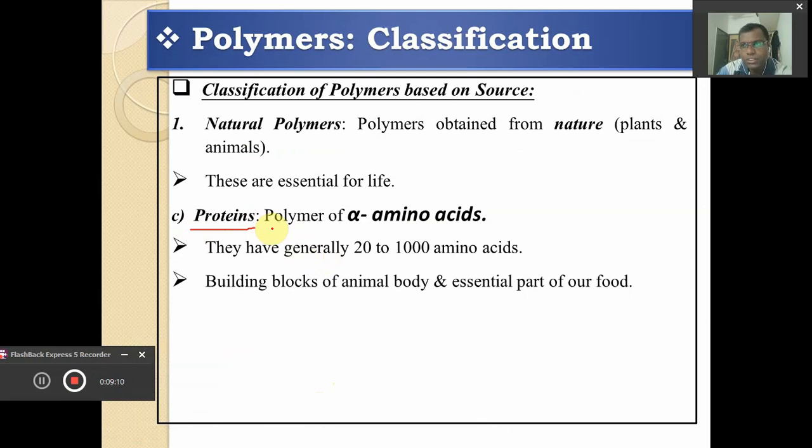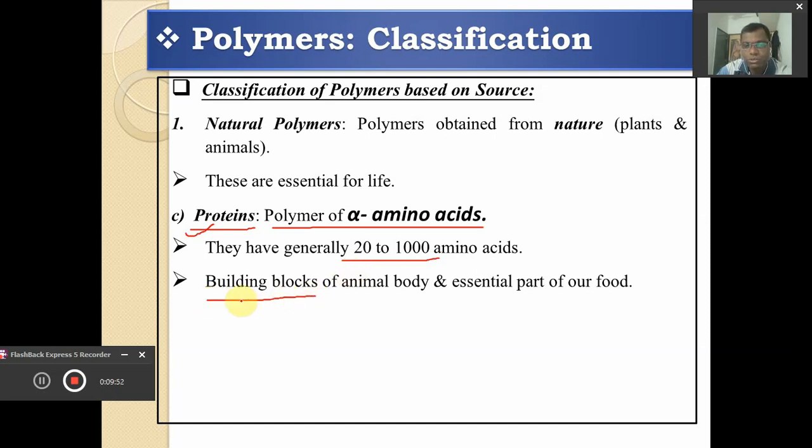Actually dear friends, this protein is the polymer of alpha amino acid. Whenever a large number of alpha amino acids are joined together by means of a peptide bond or peptide linkage, then we get the long chain of alpha amino acids, and the long chain of alpha amino acids is called protein, which is also one of the natural polymers. Generally the number of alpha amino acids found in the protein is variable from 20 to 1000. So definitely based upon the number of alpha amino acids, the size of the protein is also different.